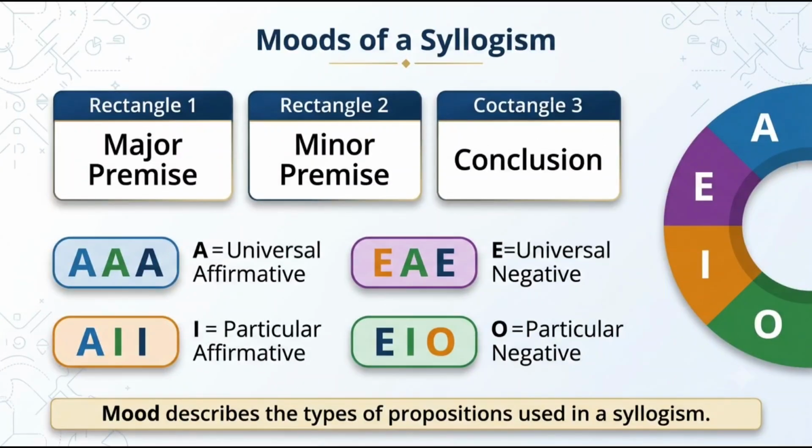The mood describes the type of proposition used in a syllogism. It is written using the letters A, E, I and O. For example, AAA or EIO. Different moods have different rules for validity.